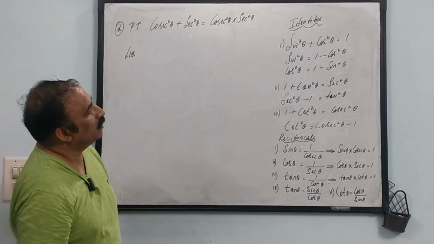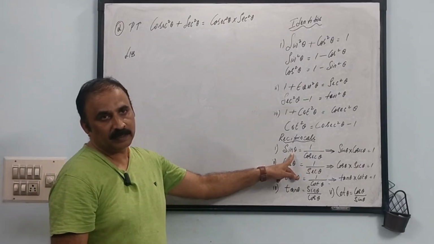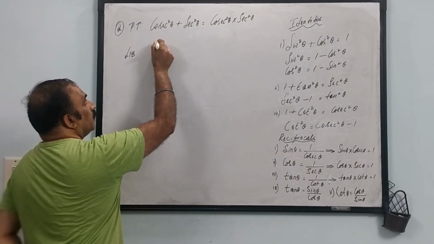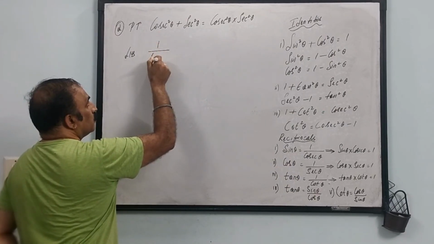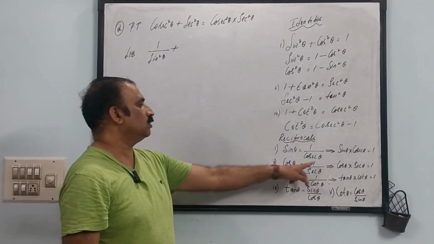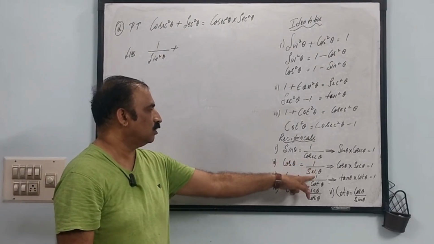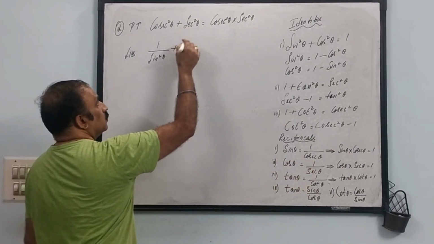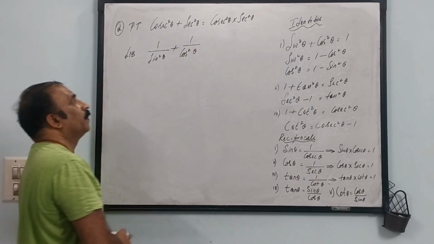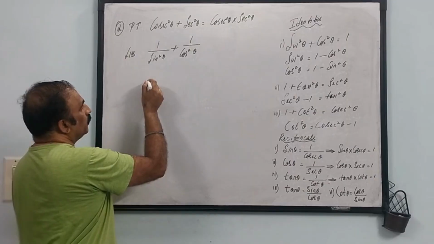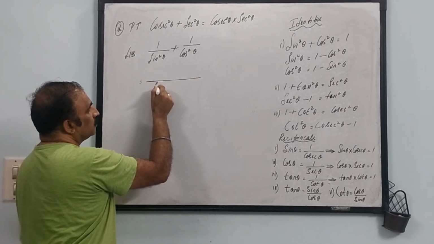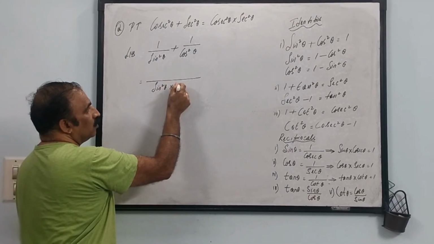Now cosecant square theta can be written using sin theta, because 1 by cosec is sin. So cosecant square theta can be written as 1 by sin square theta, plus secant square theta. Cos theta is equal to 1 by secant theta, or secant theta is equal to 1 by cos theta. So secant square theta can be written as 1 by cos square theta. Now further, we take up the LCM of the denominators. The denominator LCM is sin square theta into cos square theta.